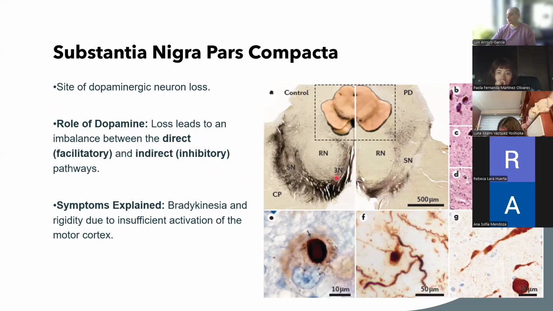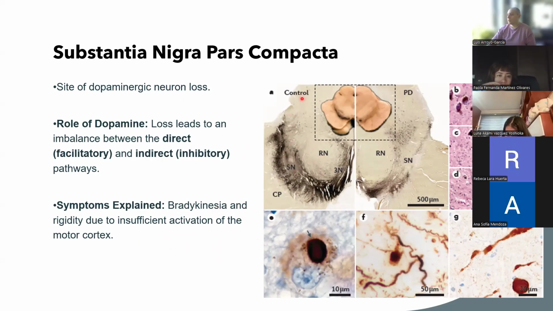For example, bradykinesia and rigidity are due to insufficient activity of the motor cortex. If we don't activate the motor cortex, then we have this tremor, bradykinesia and rigidity.